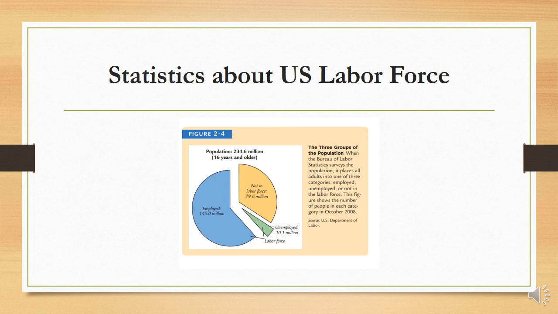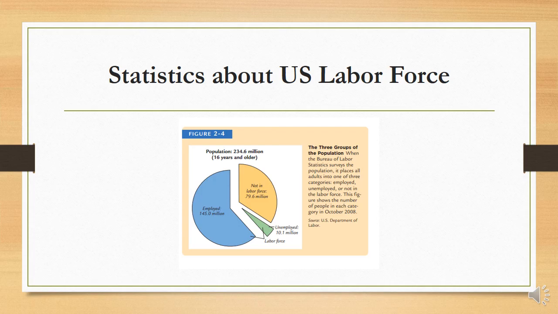So, statistics about the US labor force. Here is the pie chart. The total population or working age population 16 years and older is 234.6 million, employed 145 million, not in labor force 79.6 million, and unemployed people 10.1 million. The labor force is the sum of this green part and blue part, that is the employed plus unemployed.